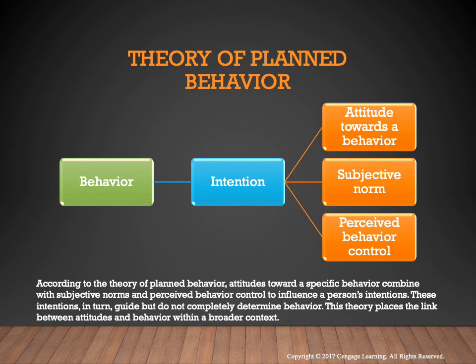Now let's go through this diagram step by step, and let's use an example to give it a bit more context. Say the behavior we want to change is to start eating healthy. The chances that that behavior will occur have to do with our attitudes about eating healthy, the subjective norms in our environment around eating healthy, and the perception we have about controlling eating habits.